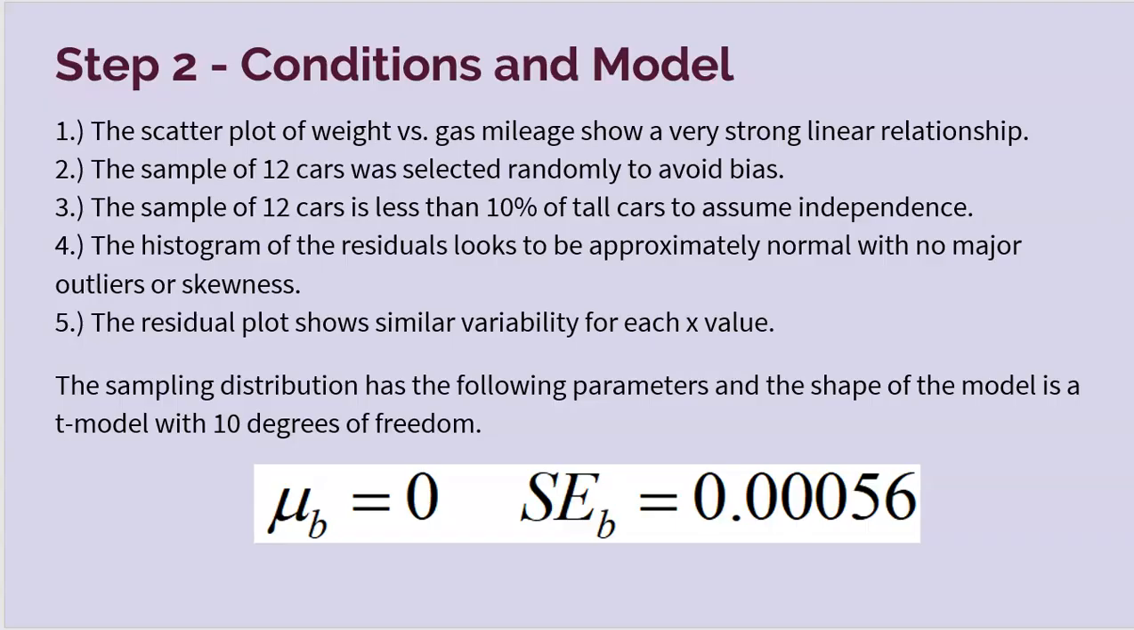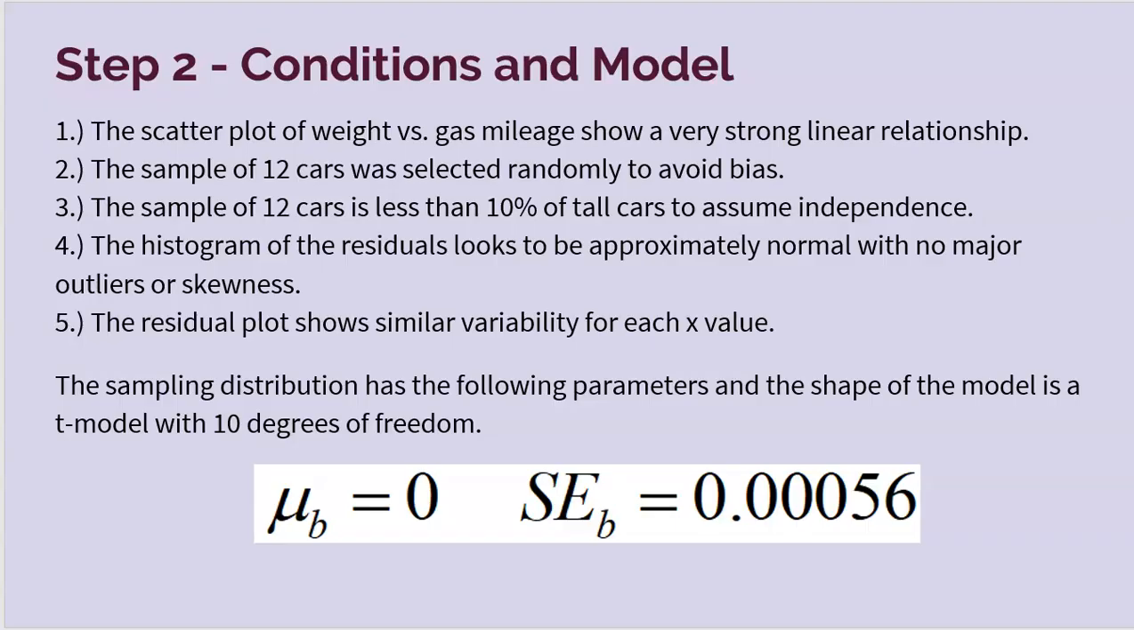The sample of 12 cars is, of course, random to avoid bias. The sample of 12 cars is less than 10% of all cars to assume independence. The histogram of the residuals looks to be approximately normal with no major outliers or skewness. The residual plot also shows similar variability for each x value, which basically means that I don't see any residuals that are way off base flying all over the place. Yes, some are positive, some are negative, but there's similar variability between them all.